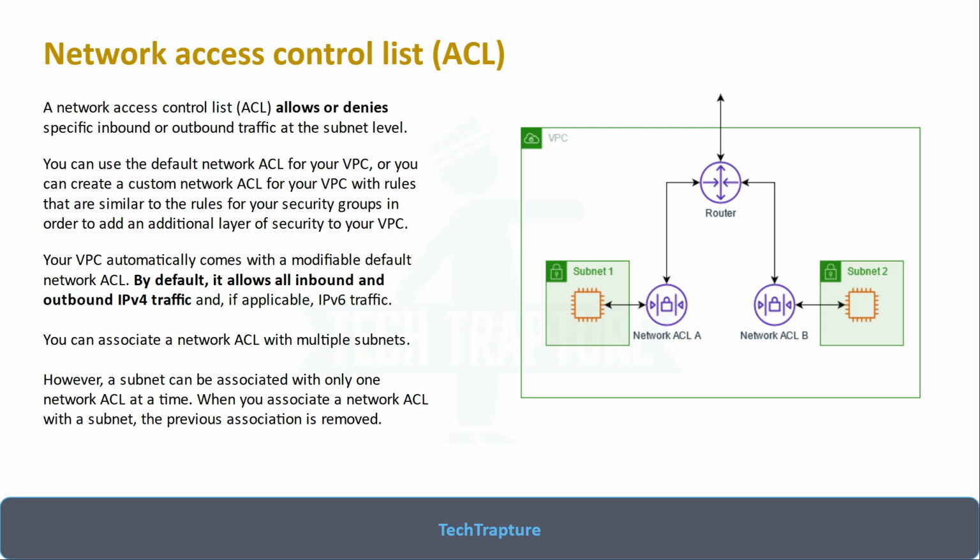Okay, so one thing to remember: you can associate a network ACL with multiple subnets, whereas a subnet can be associated with only one NACL at a time. So if we create a custom NACL, the previous one will be removed.